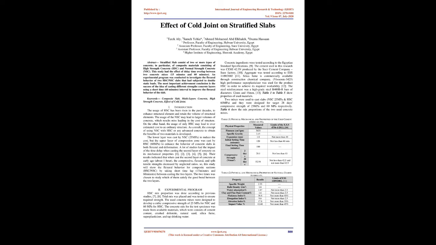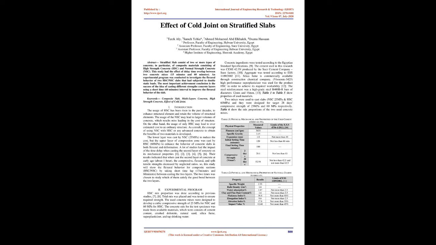The lower layer was cast with NSC, 25 MPa, to reduce the cost, but the upper layer of the compression zone was cast with HSC, 60 MPa, to enhance the behavior of concrete slabs in both flexure and deformation. A lot of studies have examined the impact of the time delay when casting the second layer of concrete on its mechanical properties 1, 2, 3, 4, 5, 6.